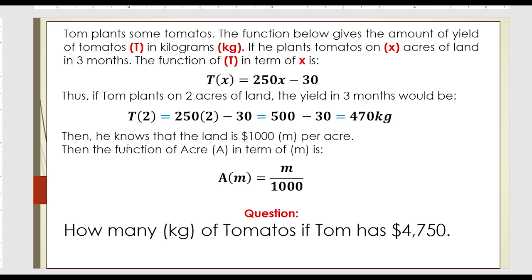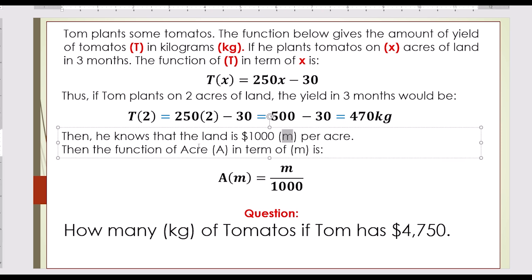And now, he knows that the land costs $1,000 per acre. This M is the money. So we have another function of acres in terms of money M, the A function of M equal to M divided by 1,000. That means if he has $2,000, he can buy 2 acres of land. And he can plant the tomatoes on 2 acres of land.